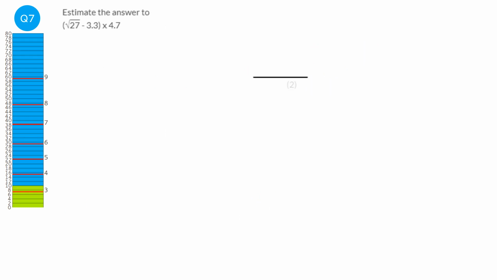When we estimate, we normally round to one significant figure. So what I'm going to do is just rewrite this question, but rounding everything to one significant figure. But I'm just going to miss out this square root for now. So 3.3 would just be 3, and 4.7 would just be 5. Now, the problem with this 27 is that square rooting 27 is difficult, especially without a calculator, and estimating should be done without a calculator. But if I round it to one significant figure, that will make it 30.